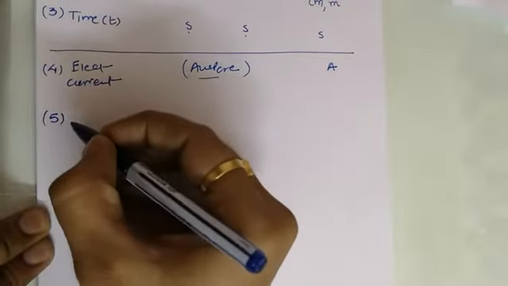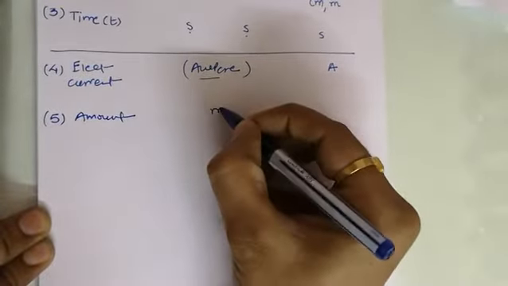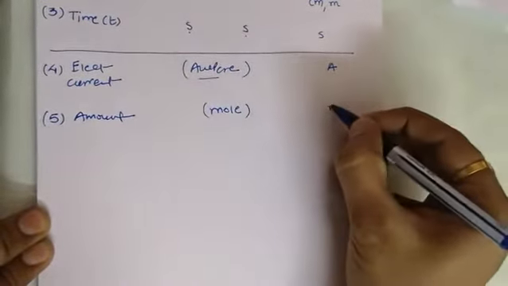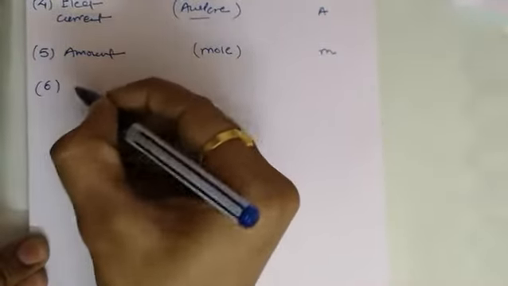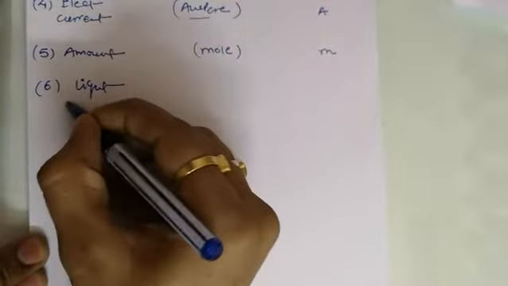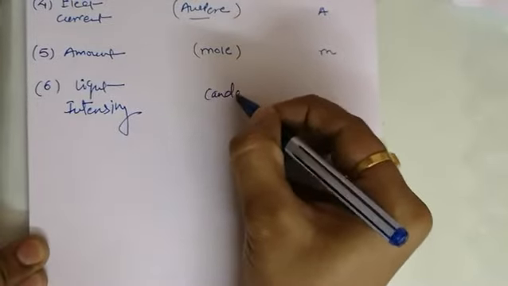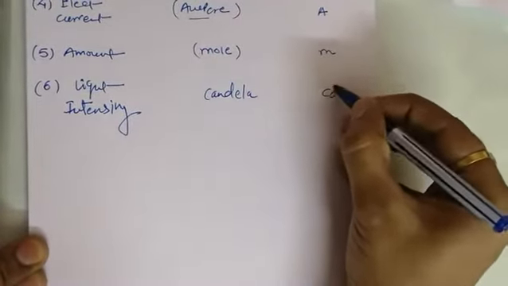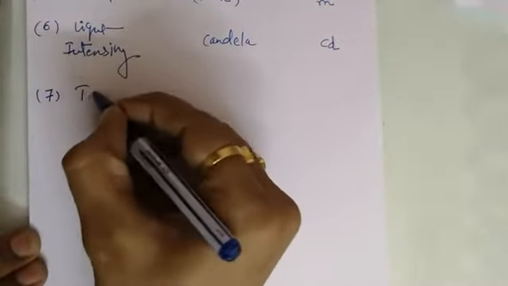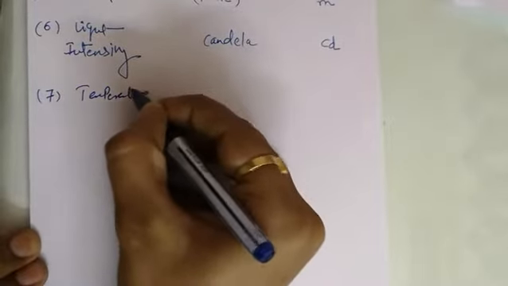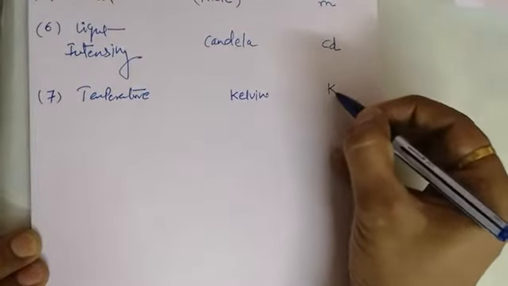The fifth one is called amount of substance. It is represented by the unit mole, and its symbol is a small m. The sixth one is called light intensity. It is called the candela, and it is represented by the symbol cd. And the last one, the seventh, is called temperature. It is measured in Kelvin and represented by K.